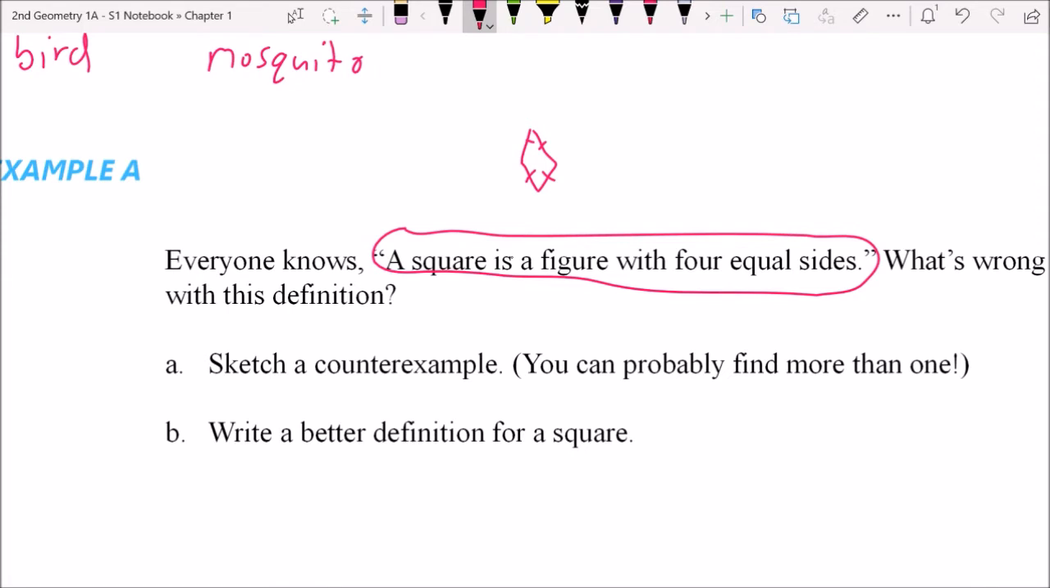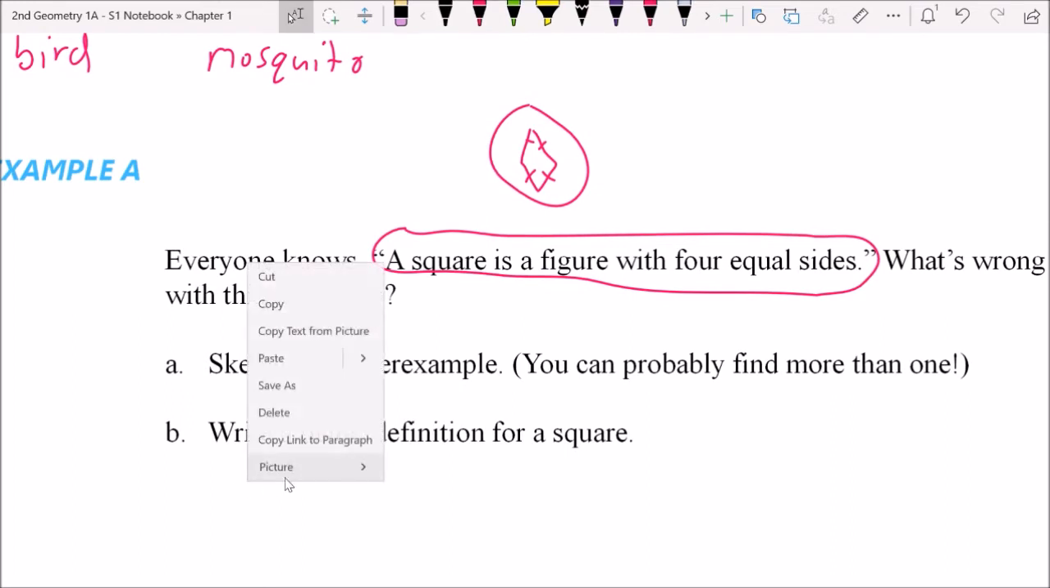And it's my best attempt to draw 4 equal sides, right? So that's actually a rhombus, or some people call it a diamond. So that's something that has 4 equal sides, but it's not a square. Now, I mean, it's true that a square does have 4 congruent sides, but it takes a lot more than that. So what was missing in that definition that allowed me to draw a rhombus instead of a square?